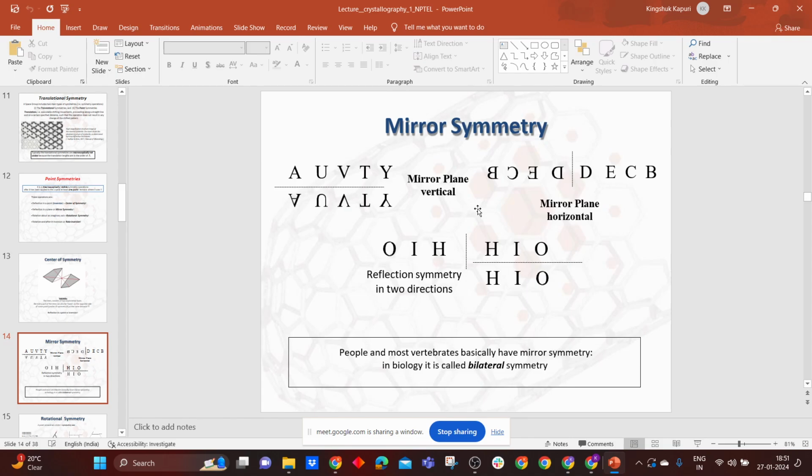And this is the mirror symmetry. For example, you have written H, you have passed a mirror and you are getting the same H. So this is a mirror symmetry. If you do I, you will get the same I. If you draw an O, you pass a mirror to that O, you will get the same O without any changes. This is the reflection symmetry in two directions. You are getting a mirror symmetry in two directions. Okay.